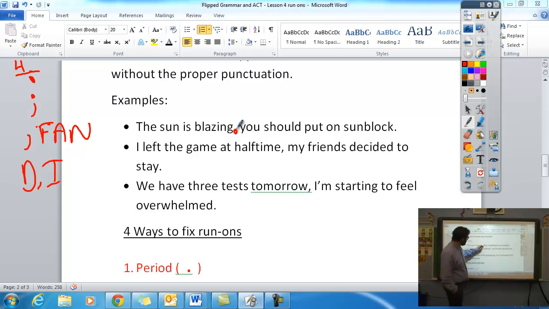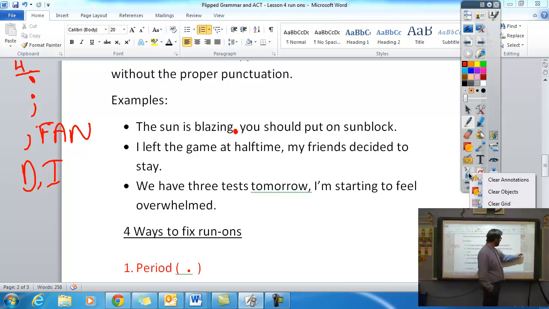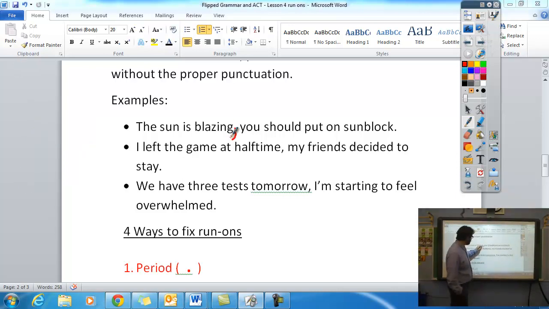Well, we can put a period right here, or we can put a semicolon, or we could put a comma fanboy. What fanboy would work here? What do you think? The sun is blazing, comma, so you should put on sunblock. The fanboy so would work there.